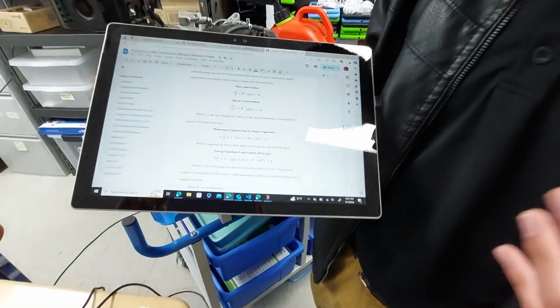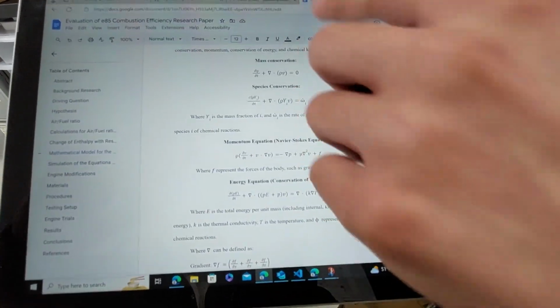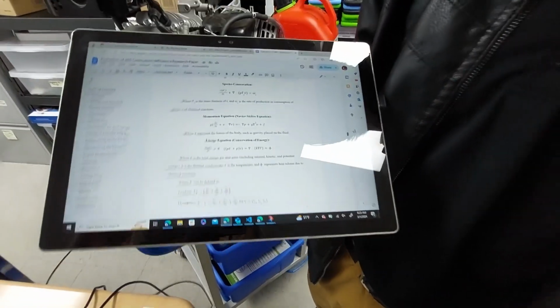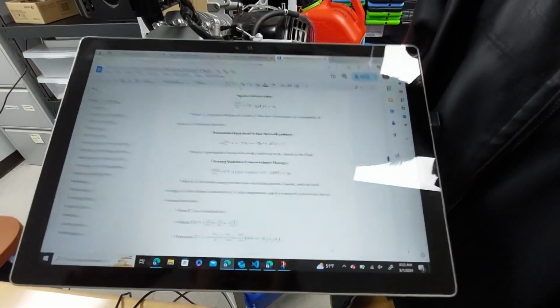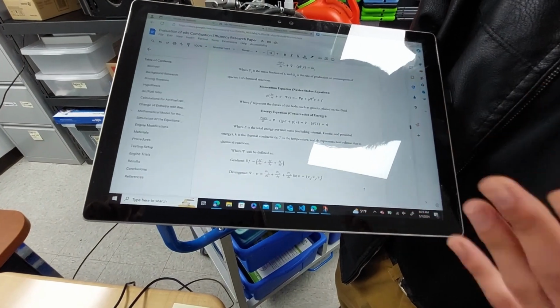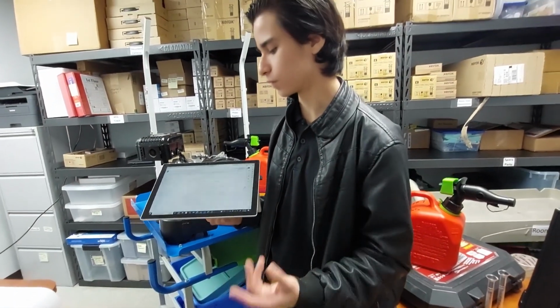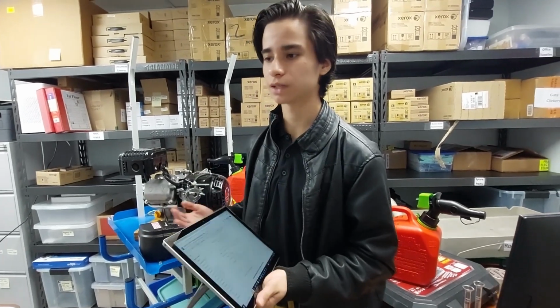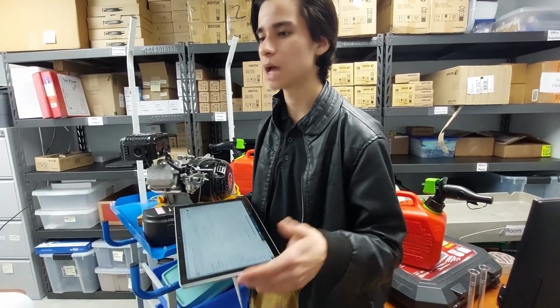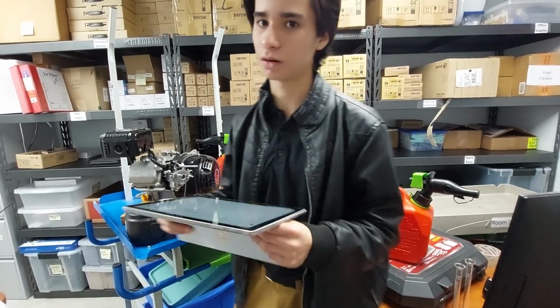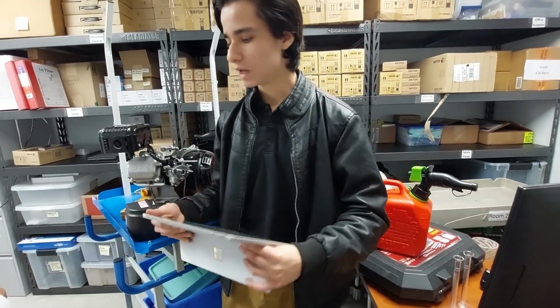The differential equations I used were the mass conservation, species conservation, and momentum equation, which is sometimes referred to as the Navier-Stokes equation, then the energy equation, or conservation of energy, as it is more commonly referred to. From there, it's expressed as partial differential equations for the change of any item in the X, Y, and Z directions.